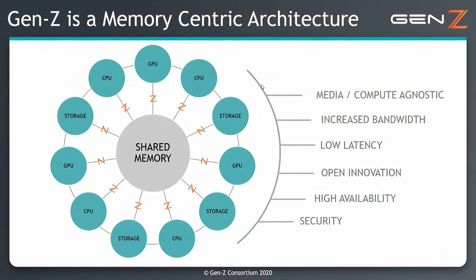Gen Z uses memory semantic read-write protocol. That enables multiple component types to effectively communicate. Component types include processors, memory, storage, I/O, FPGA, GPUs, and so forth. This universal communication protocol simplifies component design.